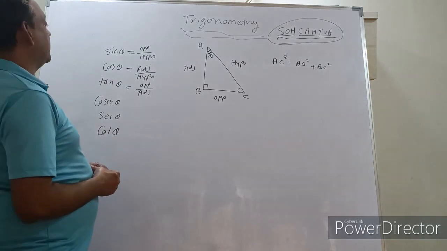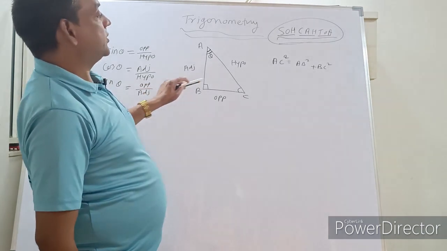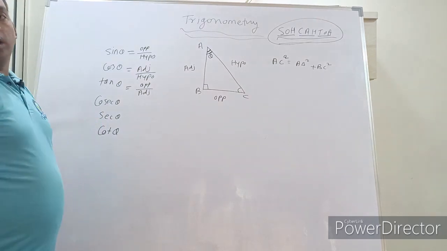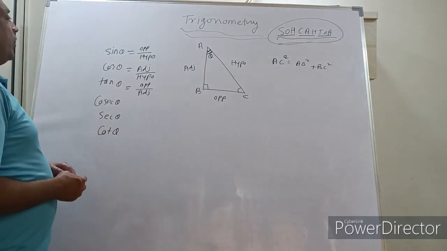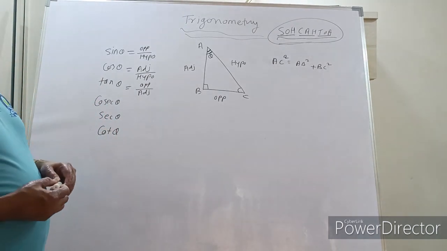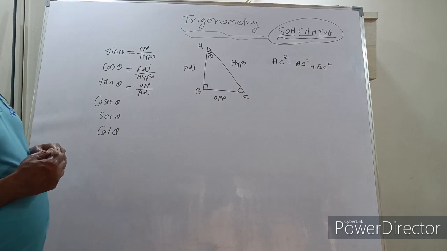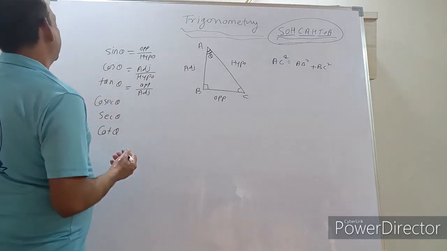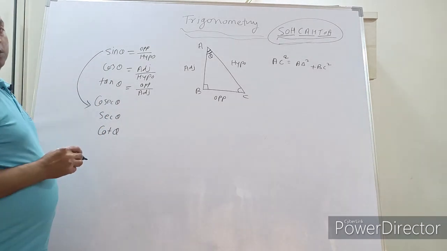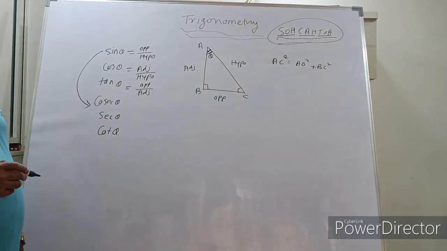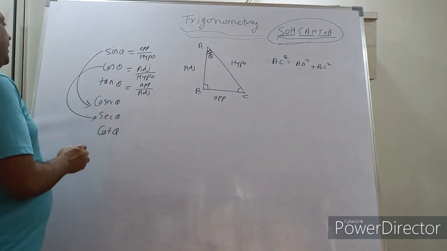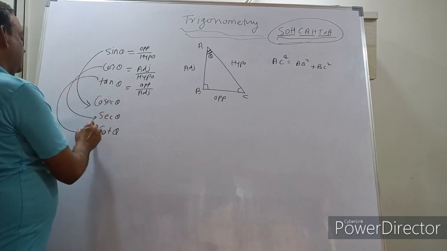So sine, cos and tan. To remember this, we just have to remember SOHCAHTOA. Clear? Once we know the first 3, the other 3 are even simpler. Whatever is given, the reciprocal of sine is cosec, the reciprocal of cos is sec, and the reciprocal of tan is cot.